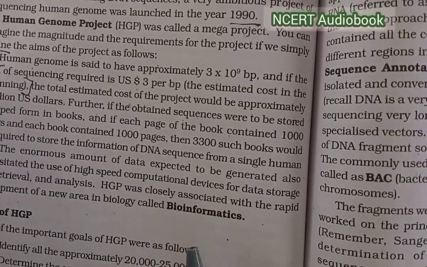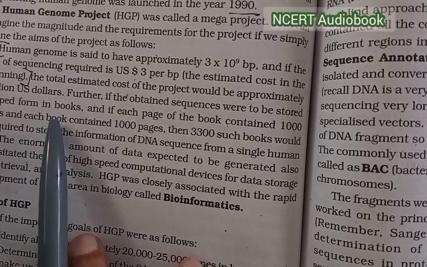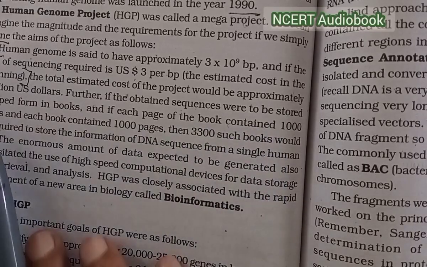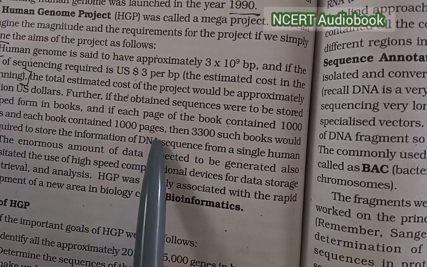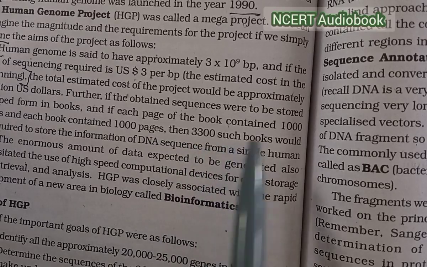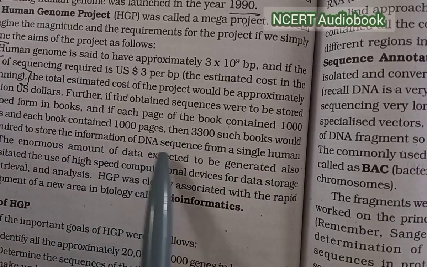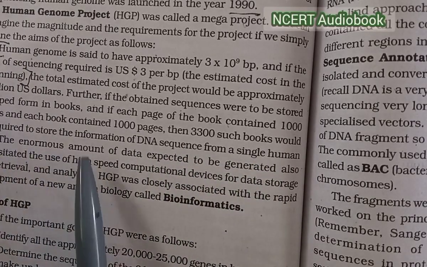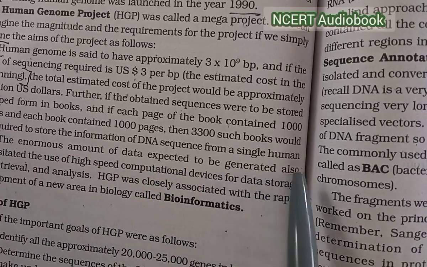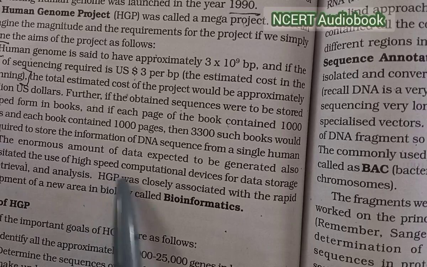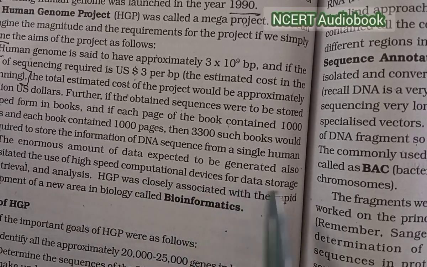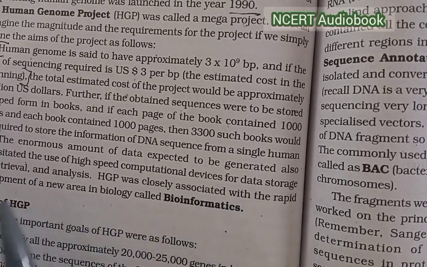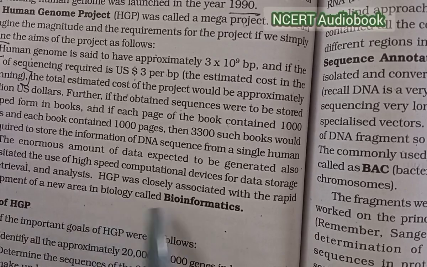Further, if the obtained sequence were to be stored in typed form in books, and if each page of a book contained 1000 letters and each book contained 1000 pages, then 3,300 such books would be required to store the information of the DNA sequence from a single human cell. The enormous amount of data expected to be generated also necessitates the use of high-speed computational devices for data storage, retrieval and analysis. HGP was closely associated with the rapid development of a new area in biology called bioinformatics.